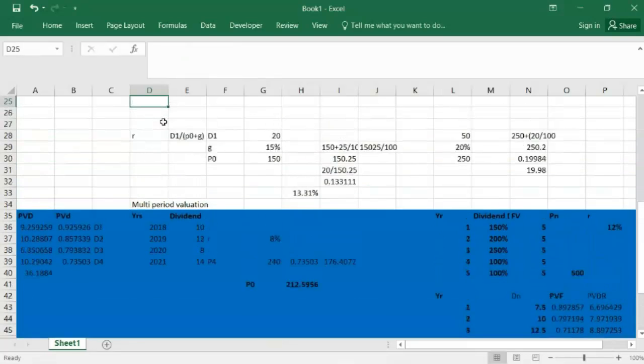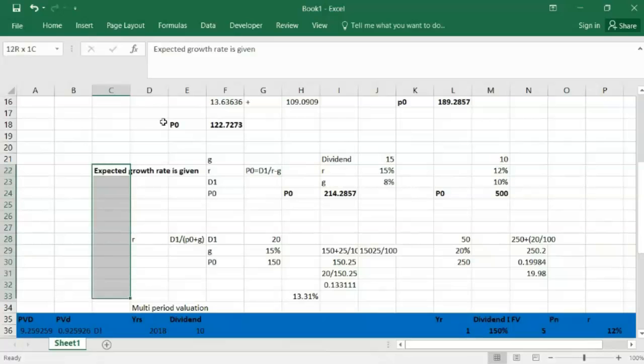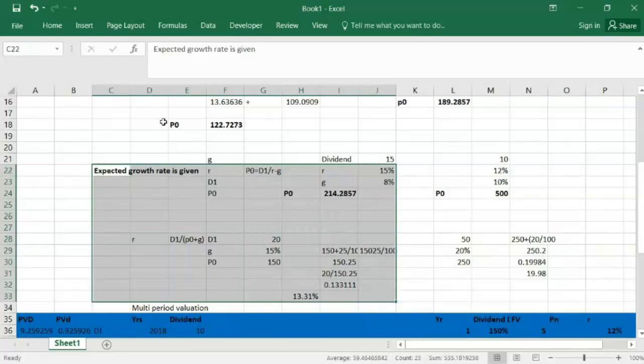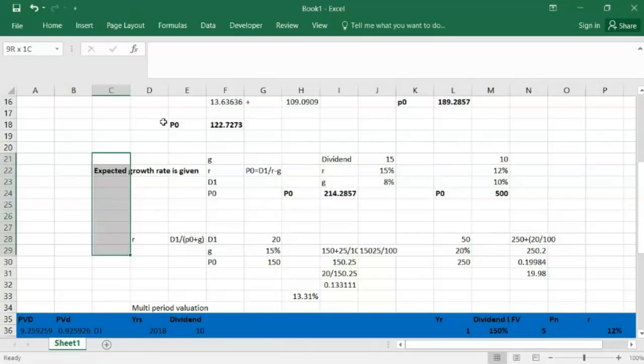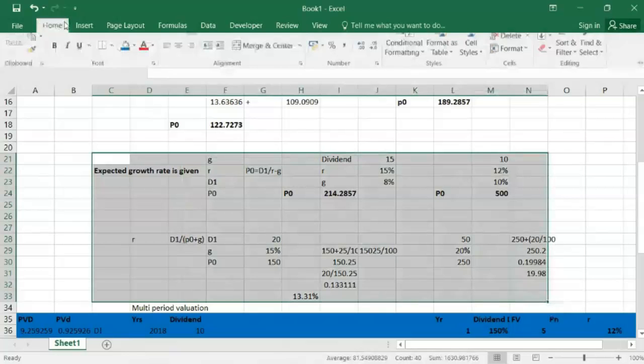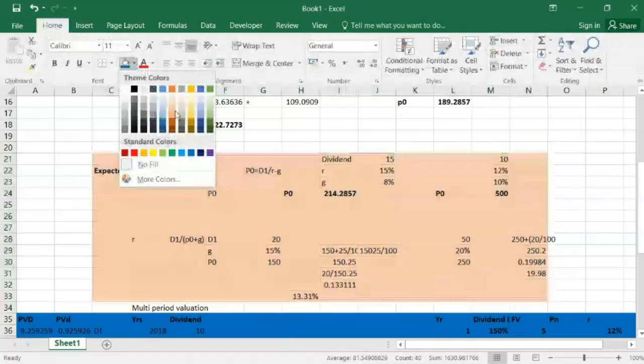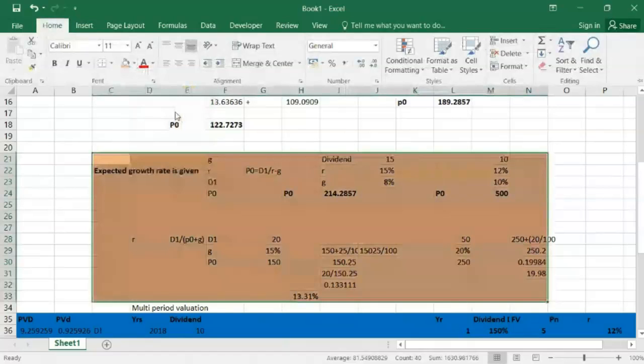Okay. And in this particular problem, what we have worked out, the expected growth is given. The rate of return expected by the investor is given in the problem. How are you going to work it out? So it is being given in the particular problem.